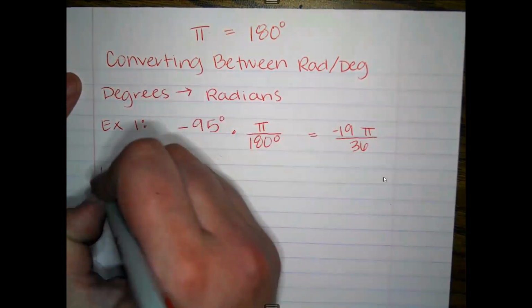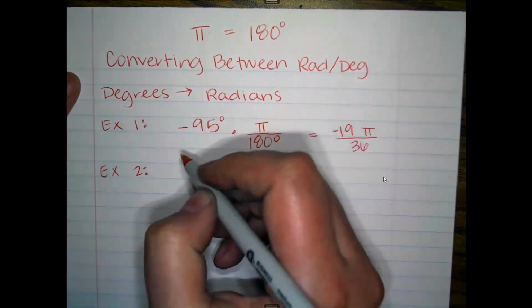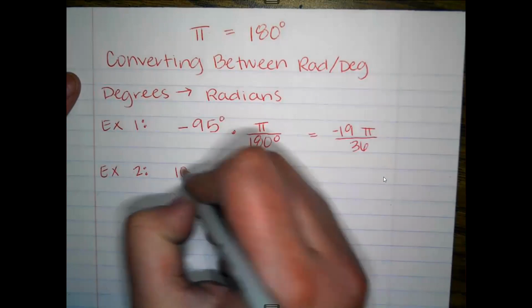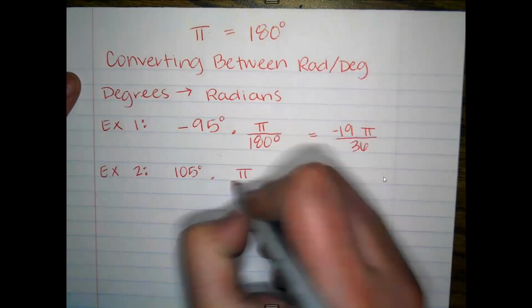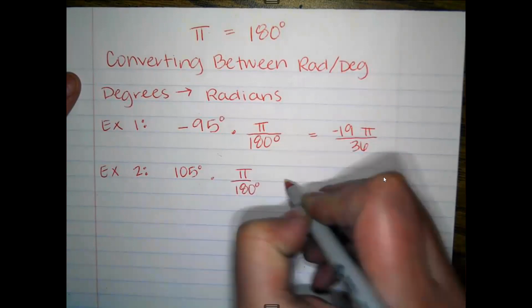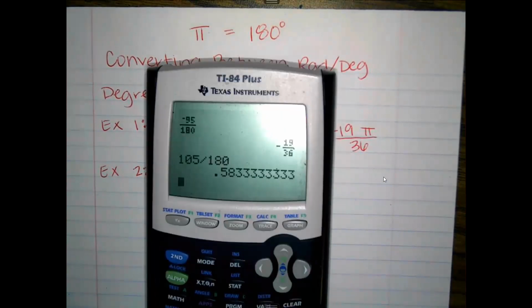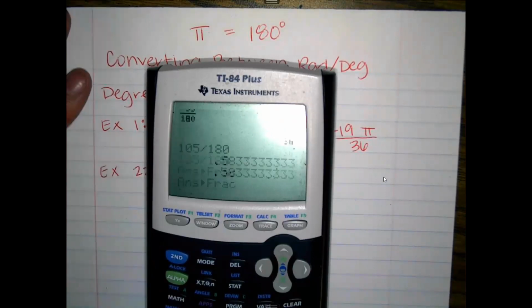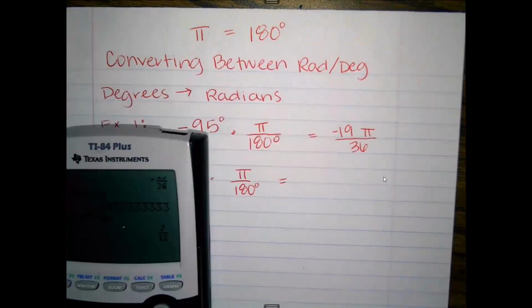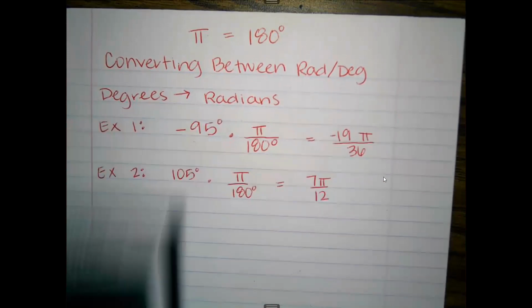Okay, so I'm going to do a couple of these. So let's say that I want to take 105 degrees and convert that into radians. I'm going to multiply by pi over 180. So 105 divided by 180. I'm going to get the decimal first, and then I'm going to hit the math button, turn this into a fraction. My fraction is 7/12. So I'm going to write 7 pi 12ths.